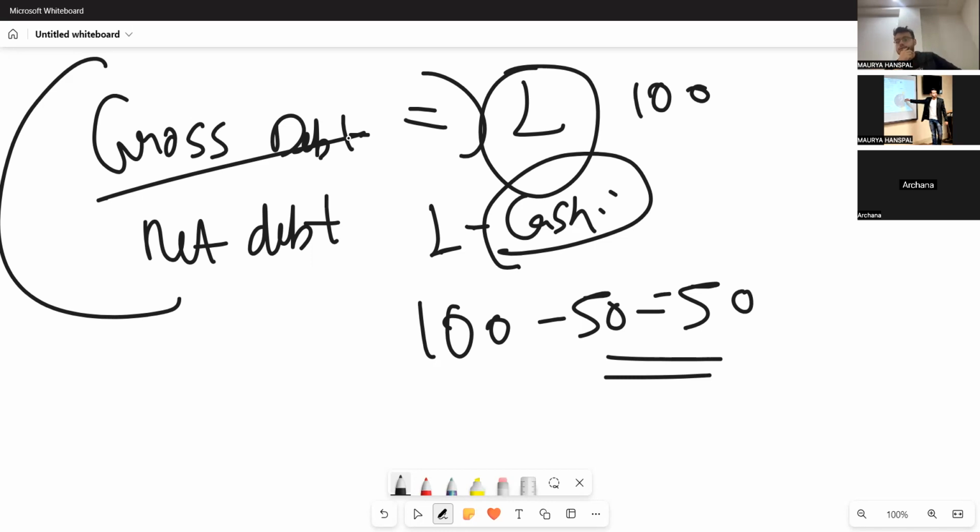Gross debt, net debt. The majority of the people say gross debt and a few say net debt. The correct answer is gross debt.